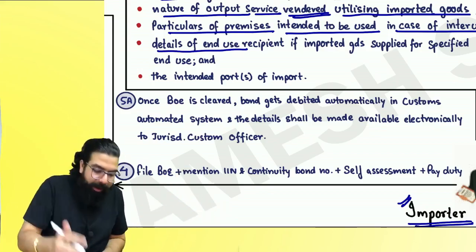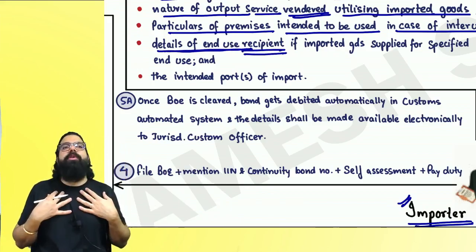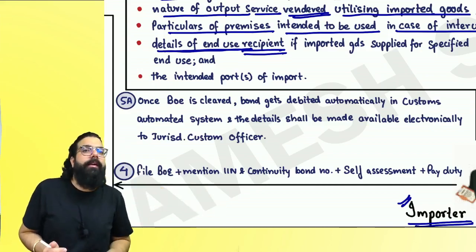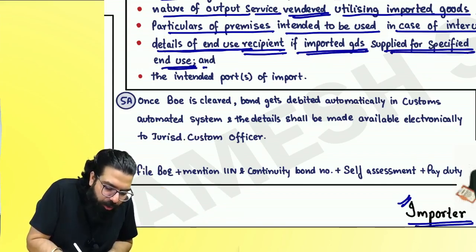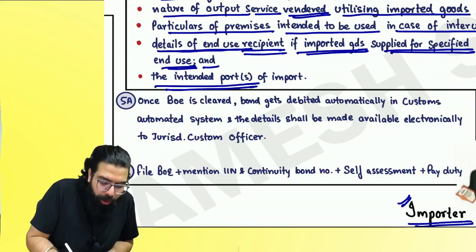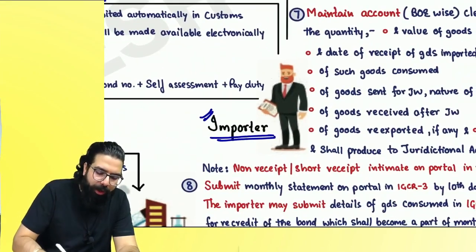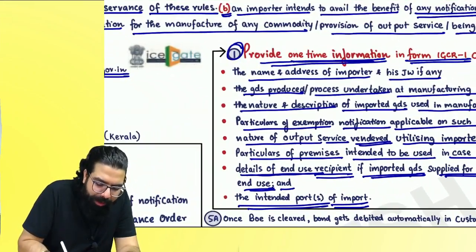Can I go ahead, everyone? Details of end use recipient means, if I am not going to use it, who will be the end use recipient whom ultimately I'll be supplying. If imported goods are supplied for a specified end use, then at the intended port of import where you want to import, the importer has to first of all give one-time information. This is known as one-time information.